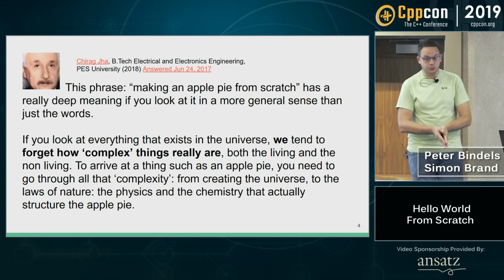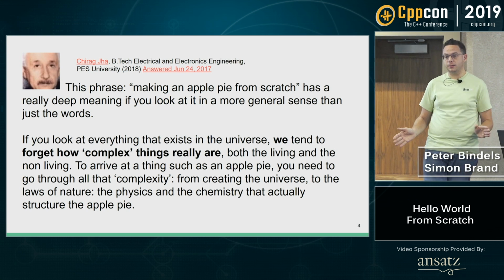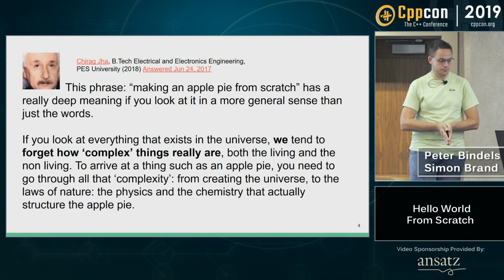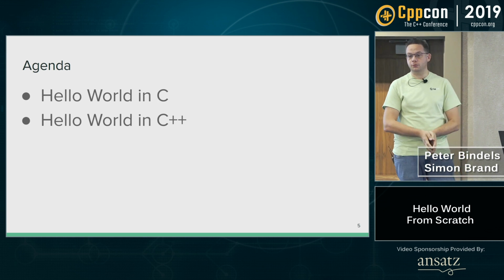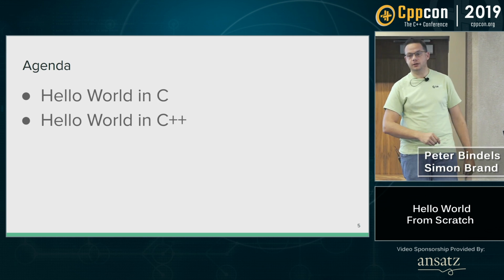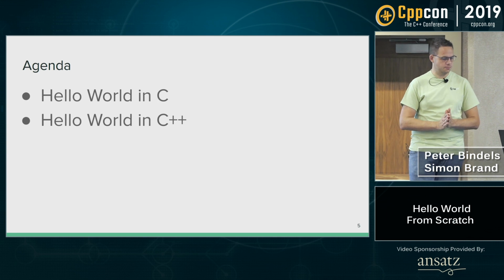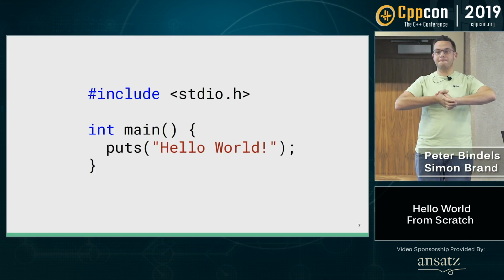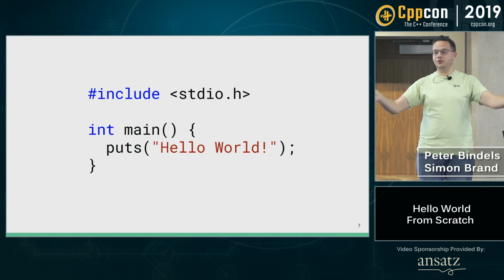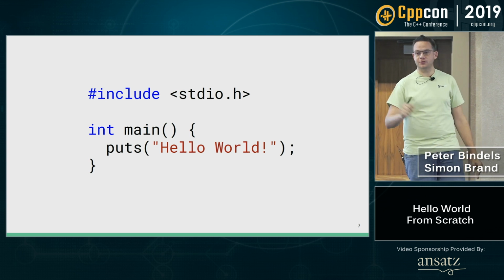So in this talk, we're going to do Hello World, which is a really complicated application that many of you may have written. We're going to start with Hello World in C, which is the simpler version of the two, and we'll continue with Hello World in C++, which is a bit more complicated, but we'll show you can manage. So Hello World in C. Who here has written Hello World in C? That's nearly everybody. So that's good. You'll all know what this is going to be about.